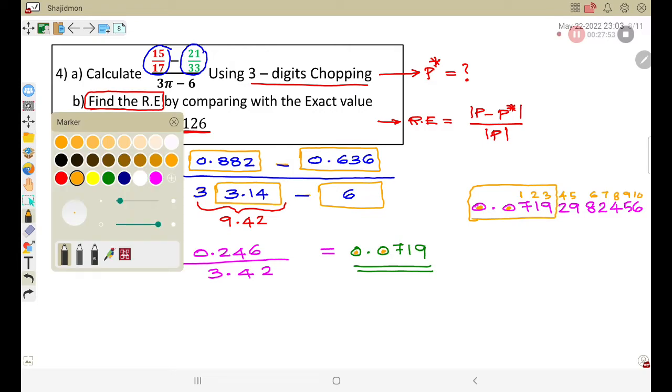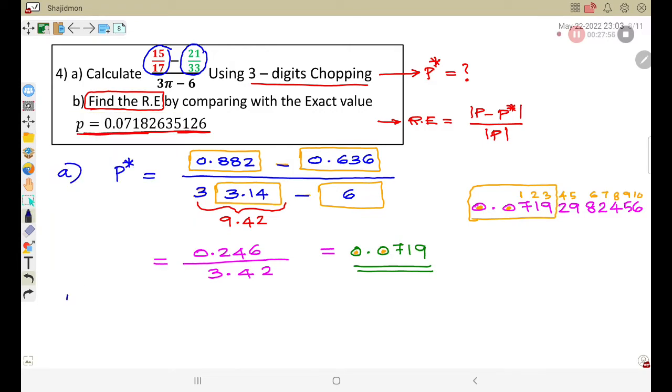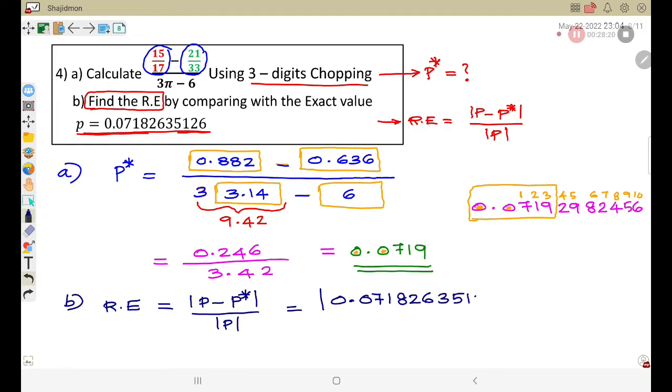Okay, now we will go to the B part of the question. Find the relative error. Correct? Relative error equals absolute value of P minus P star, divided by absolute value of P. What is the P number? It is given in the question: 0.07182635126 minus the P star number we just calculated, 0.0719, divided by absolute P.